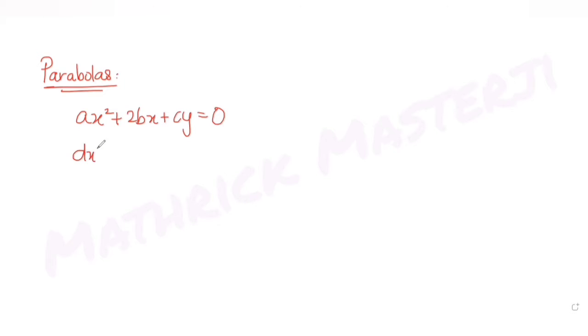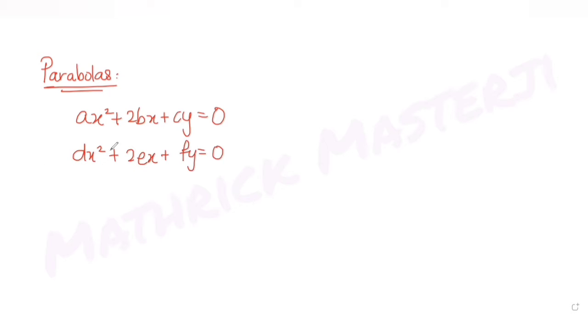Let's see today's question. Today's question we are taking up from the topic of parabolas. The question tells us that there are two parabolas. One is ax square plus 2bx plus cy equals 0, and the other is given to us as dx square plus 2ex plus fy equals 0.